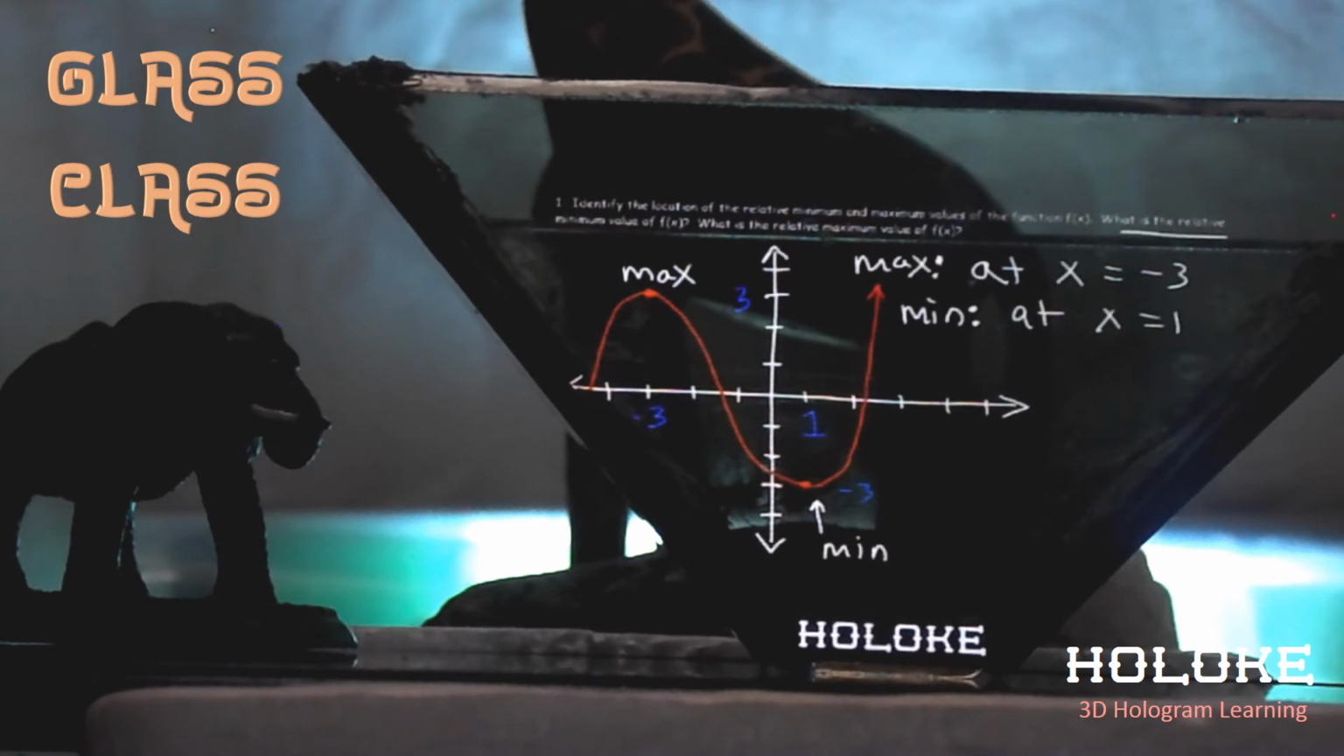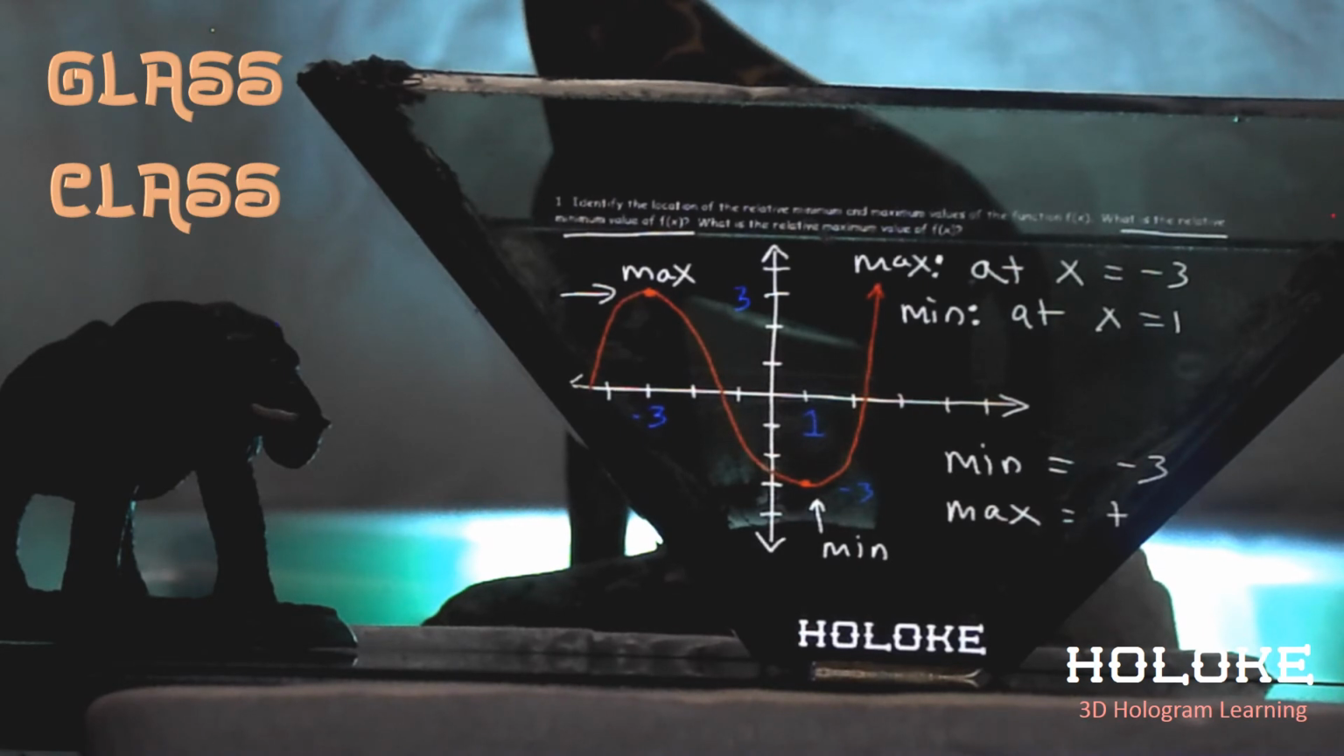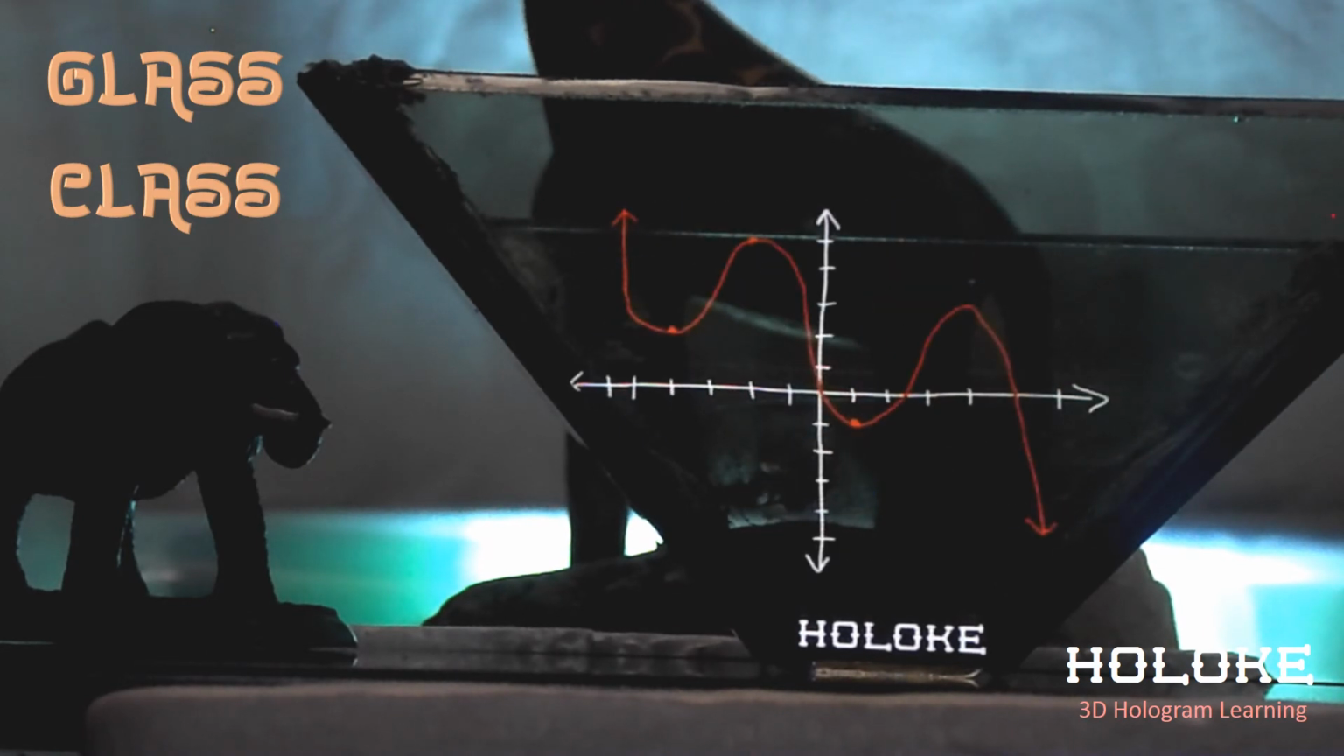And then for this part, what is the relative minimum value of f of x? So the relative minimum value, that's equal to the y value that corresponds to that point. So that's -3. And the relative maximum value is the y value that corresponds to that point, which is +3.